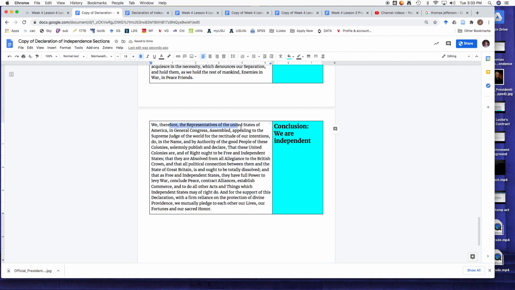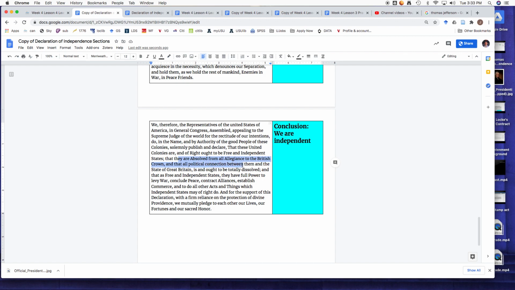We, therefore, the representatives of the United States of America, in General Congress assembled, appealing to the supreme judge of the world. So basically, they're saying, God, you can even be our judge. For the rectitude of our intentions, do in the name and by authority of the good people of these colonies, solemnly publish and declare that these united colonies are and of right ought to be free and independent states. So we're no longer colonies, we're countries, we're states. And they're absolved. That means we've ended all allegiance to the British crown. It means the British cannot rule over us.